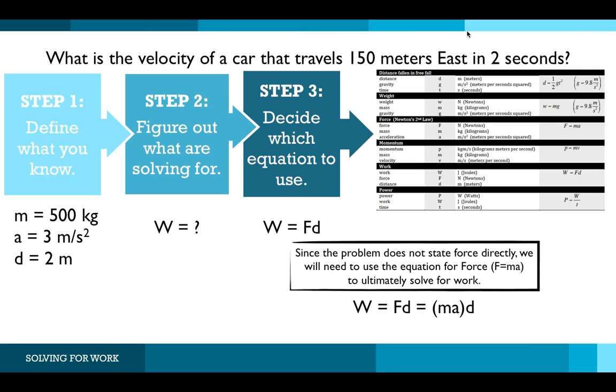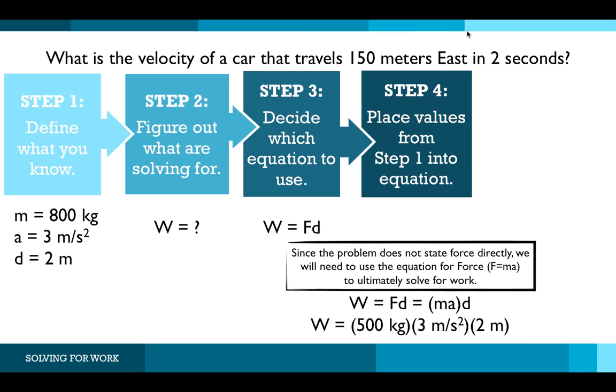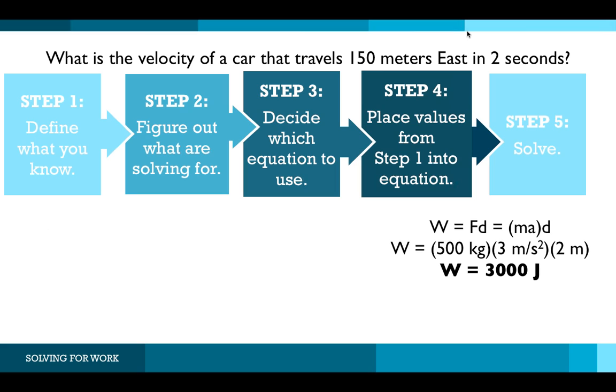Well, we can look at the equation sheet and find out what equations can tell us how to calculate force. And we can quickly find that force equals mass times acceleration. Well, we have a mass and we have an acceleration, so we can replace force with mass times acceleration, which is what I've done here. So work is going to be the mass times the acceleration, which gives us the force, that times the distance of 2 meters, and that will finally give us the total work. So the total work in this case is going to be 3,000 joules.